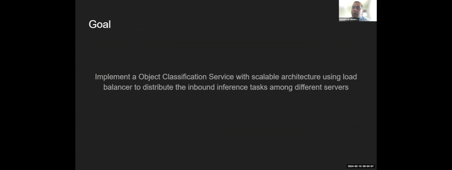So in terms of goals, our goal was to implement an object classification service with a scalable architecture using load balancers to distribute the inbound inference tasks among different servers. This task can be done in a single machine, but as it grows, we come to a problem: if they're processed linearly, the time grows in the same proportion, and if we have a big workload, we cannot support the classification of the images in the required time. So what we did is to first provide a service based on the microservices architecture, a small service and a small task that does a very specific function, solves a specific problem, and returns a response.